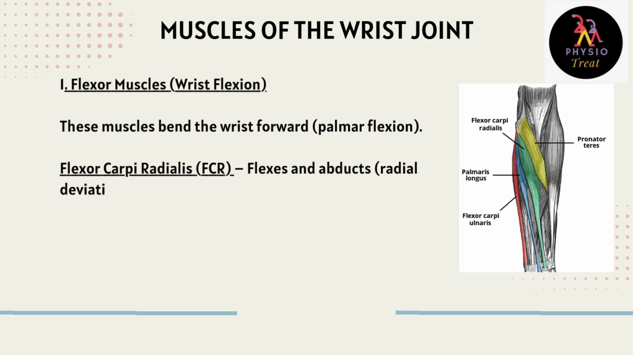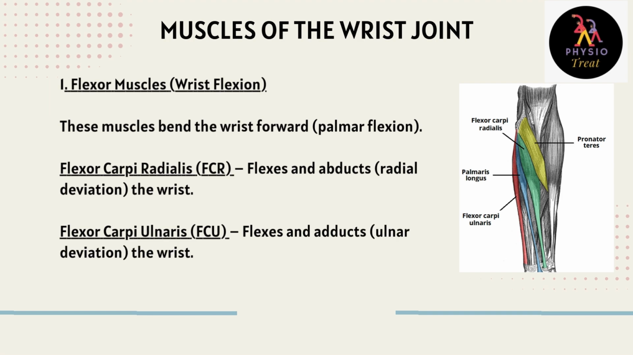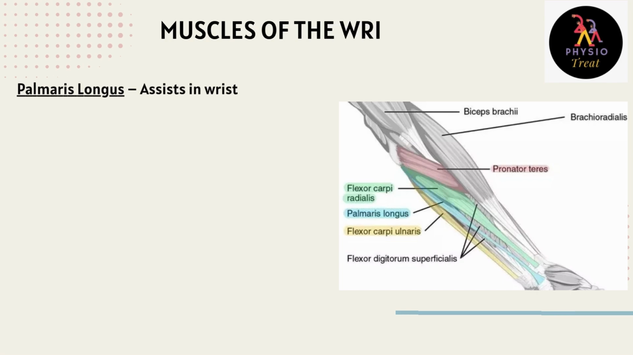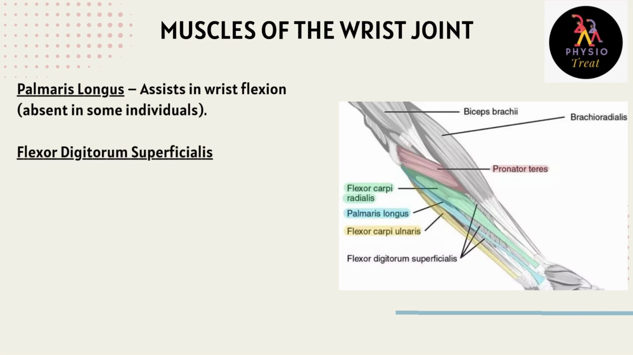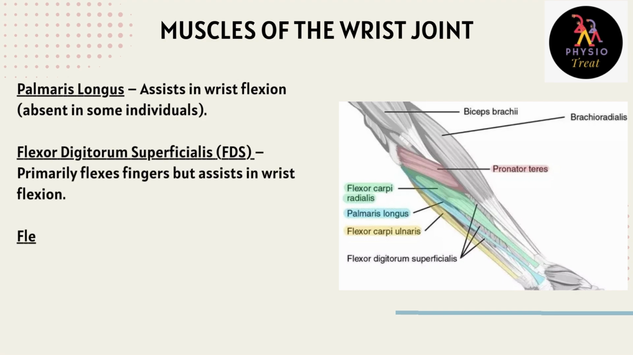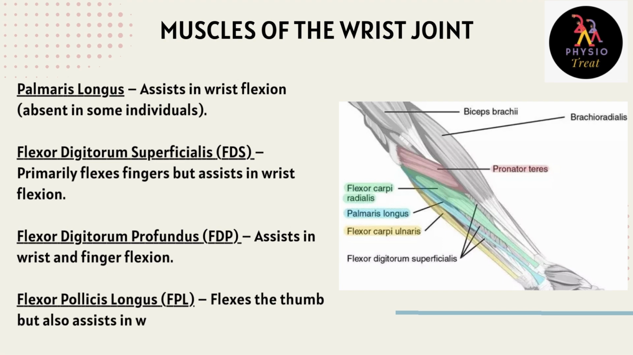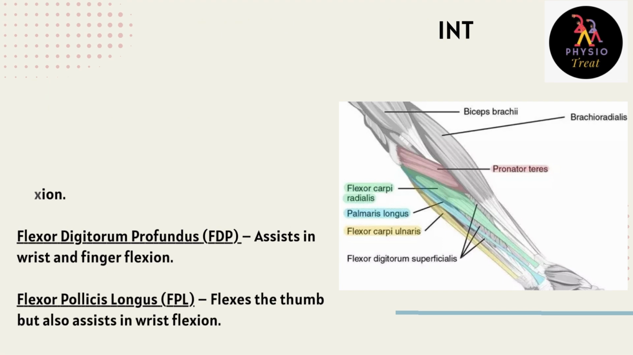Flexor carpi radialis flexes and abducts. Flexor carpi ulnaris flexes and adducts. Palmaris longus assists in wrist flexion. Flexor digitorum superficialis primarily flexes fingers but assists in wrist flexion. Flexor digitorum profundus assists in wrist and finger flexion. Flexor pollicis longus flexes the thumb but also assists in wrist flexion.